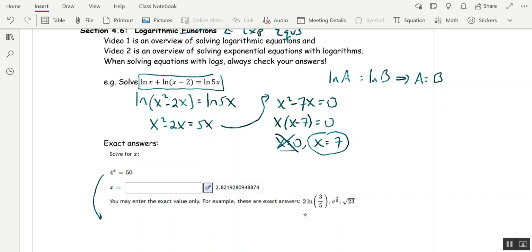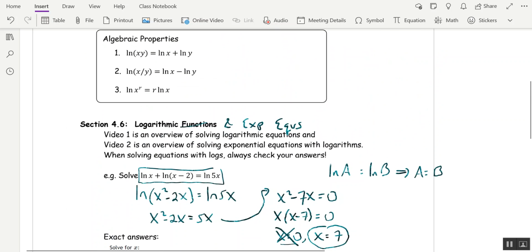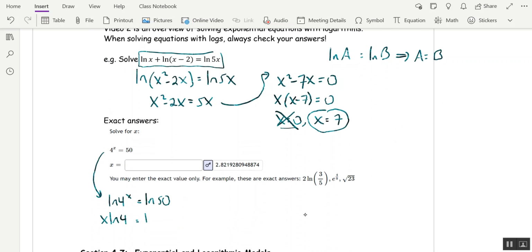There are a couple different ways. I'll do the better way first using natural logs. Take the natural log of both sides. And now use the property of logarithms that says ln 4 to the x is x ln 4. That's property 3 in that list above. So finally, divide both sides by ln 4. X is ln 50 over ln 4. And if you enter that in this box, you will get it correct. Okay? So I think that's the preferable way to do it.